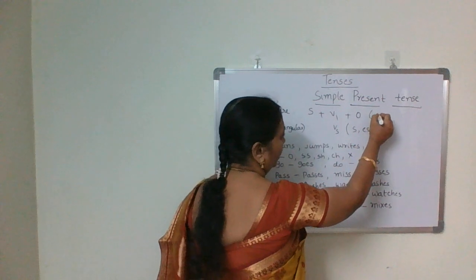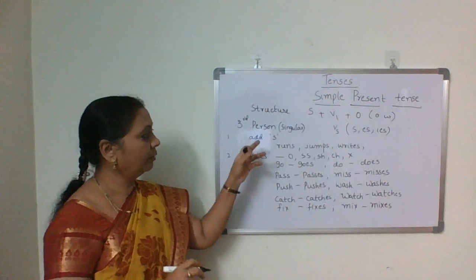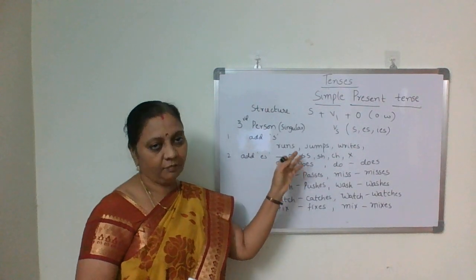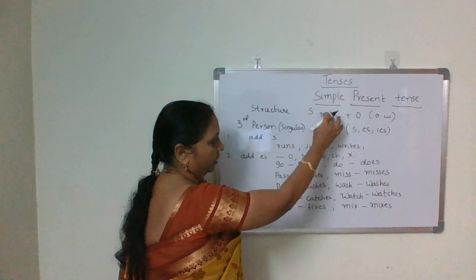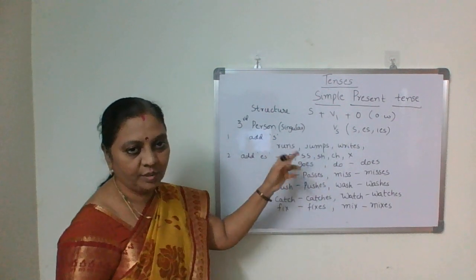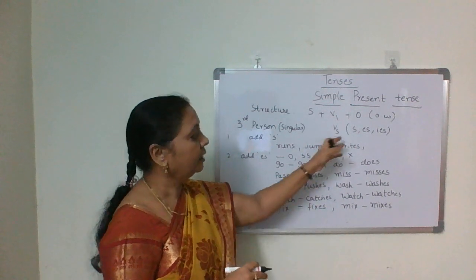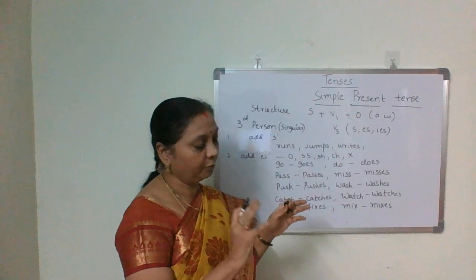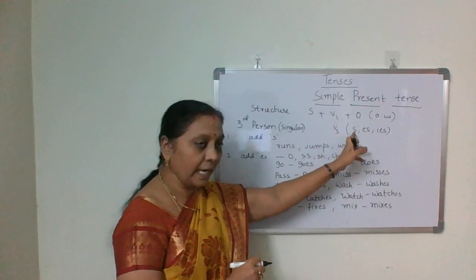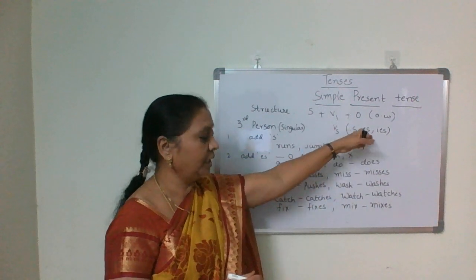Okay, then if it is third person singular, what do we do usually? For he, she, third person singular means he, she, it. So here we are using V1 plus s, or just VS. We add s to the V1 base form or root verb. We add s or es or ies. When do we do this?